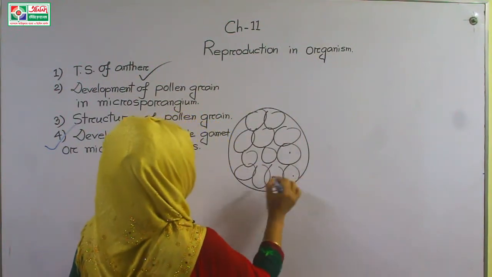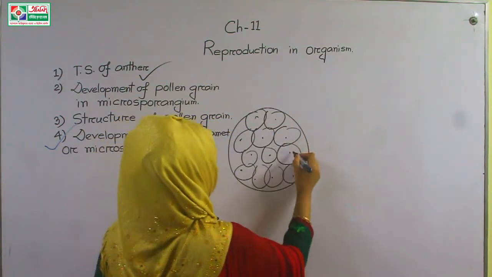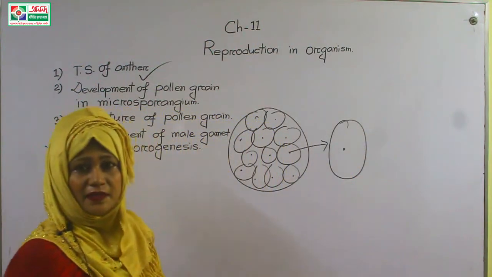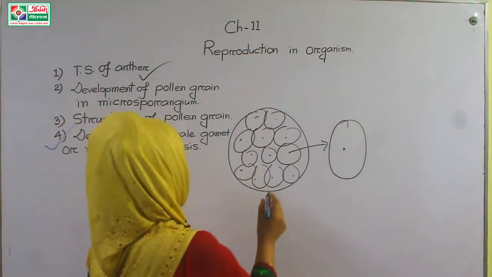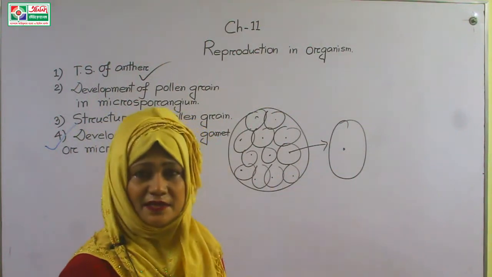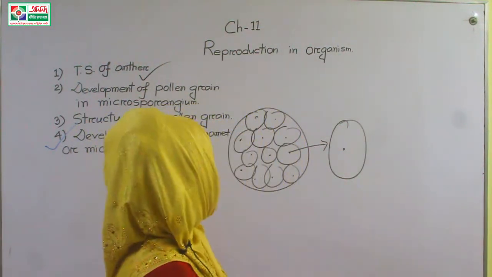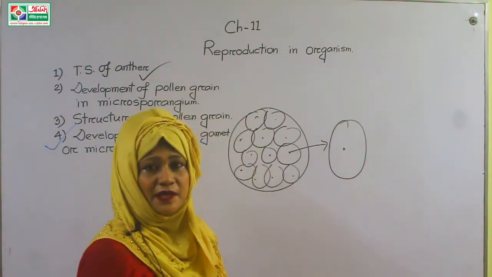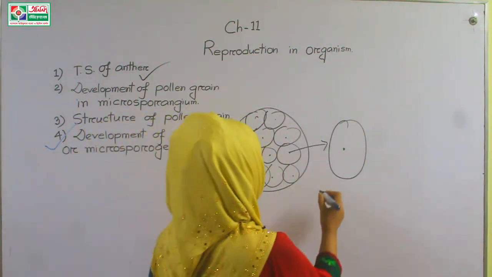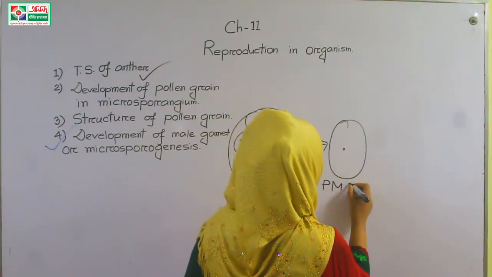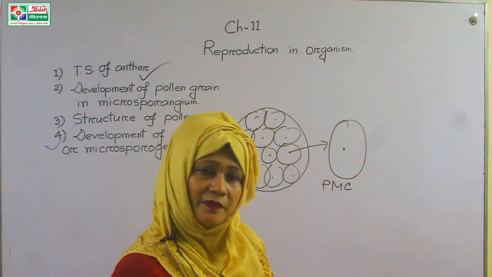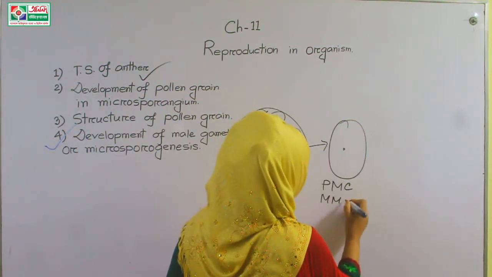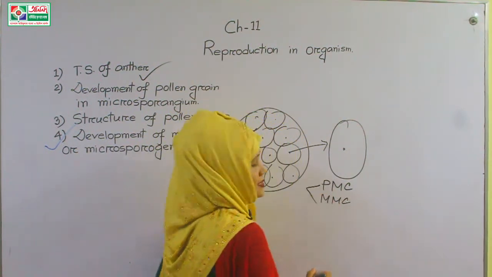If we take only one cell from the microsporangium, it will be like this. These are the sporogenous cells, or sporogenous tissue. This sporogenous tissue will behave like PMC, that means pollen mother cell. Rather, you can say MMC, where MMC means microspore mother cell. Both are correct.